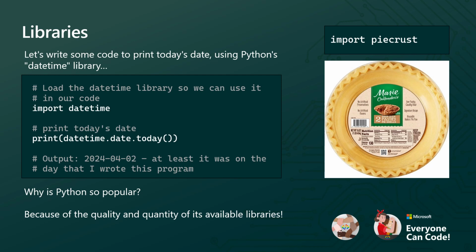One of the reasons that Python is so popular in the programming world is because of the quality and the quantity of the libraries that are available for it. And again, kind of stretching our baking pies in a bakery analogy, it's much easier to use somebody else's pie than it is to bake ours from scratch. So we can just import that pie crust and use somebody else's, let them do the work.